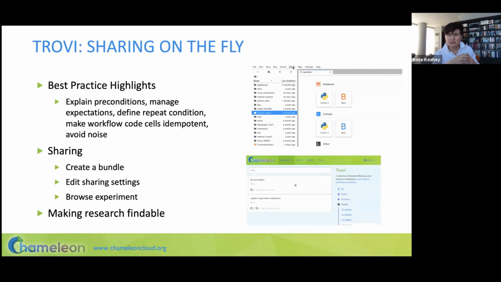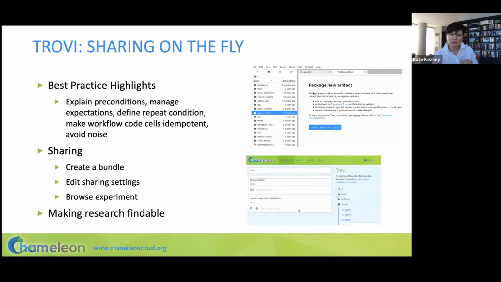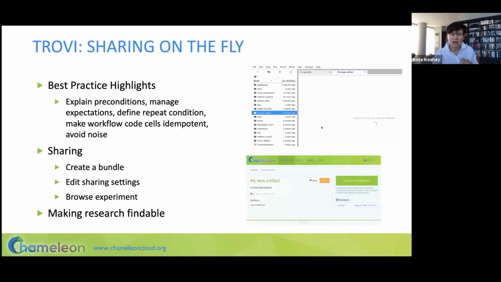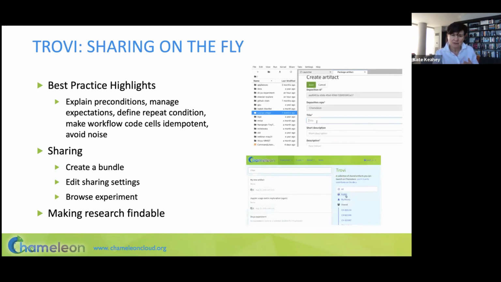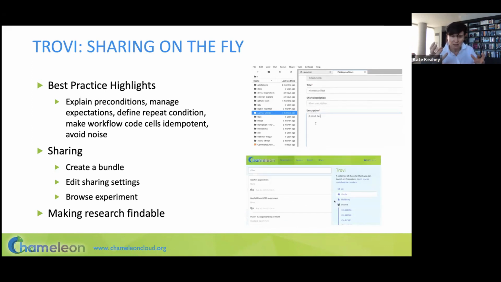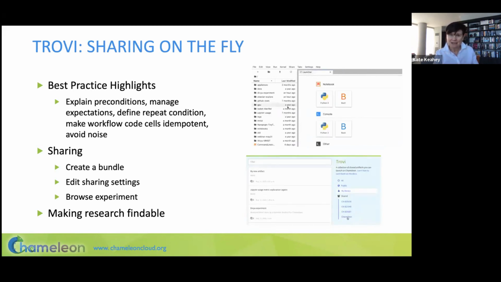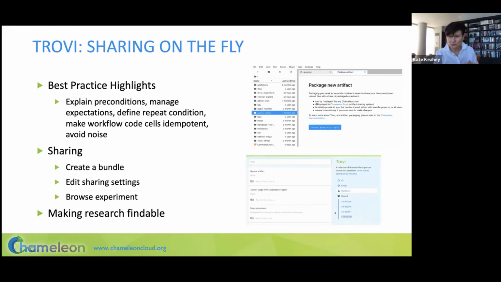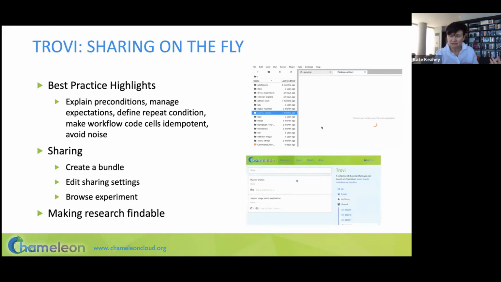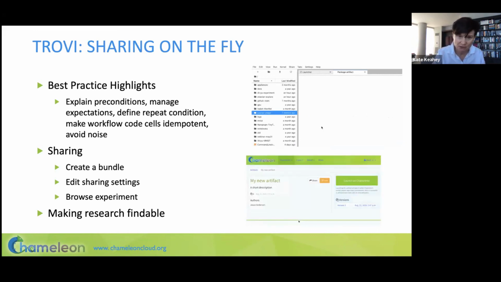So what we did is very quickly implemented Trovi. You can think of Trovi as a kind of Google Drive for sharing experiments that is integrated with a testbed, and you can run the thing that you share on that testbed. You create a bundle, you edit sharing, you can share with just your buddies, or you can share with the whole world, and you give it the right tags. And based on those tags, people then can find those artifacts and deploy them on Chameleon.